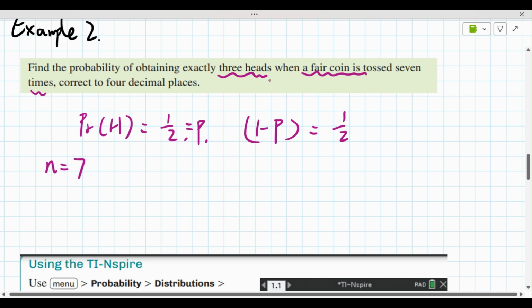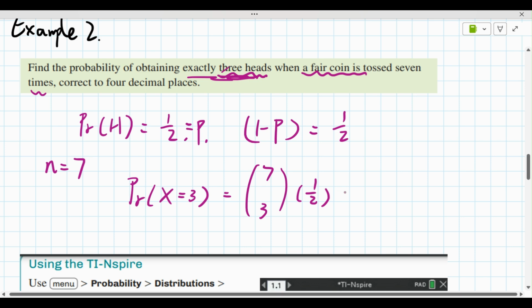And because you want 3 heads, which is exactly 3 heads, we do the probability of x equal to 3. That means 7 trials and exactly equal to 3. And we multiply by half to the power of 3 and multiply by half to the power of 7 minus 3.